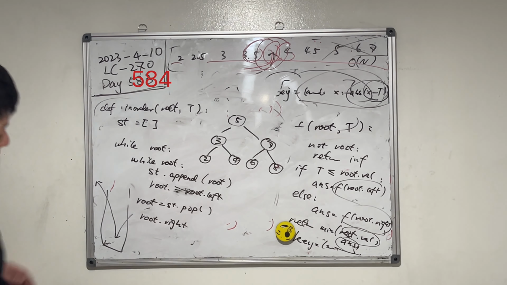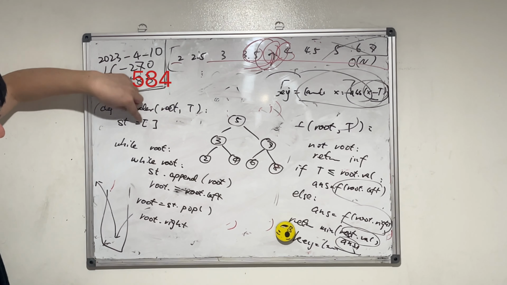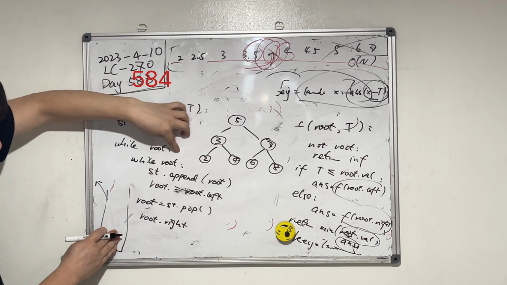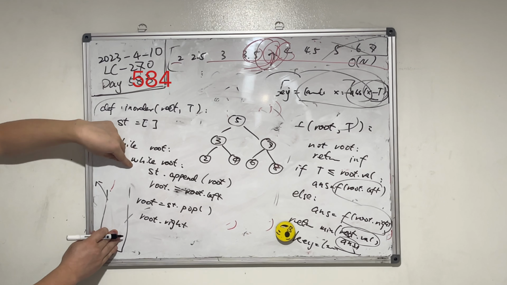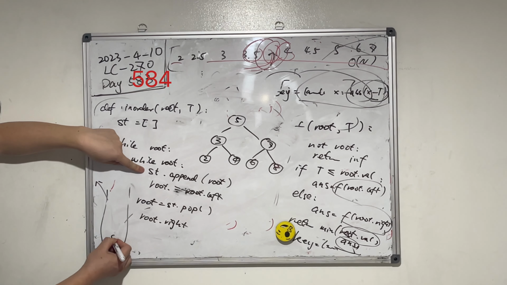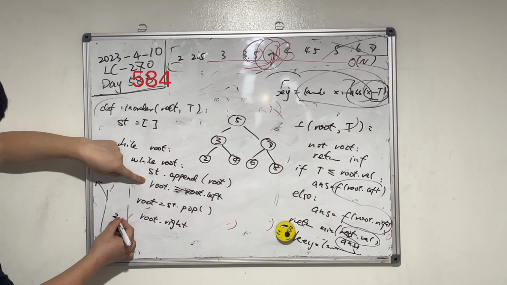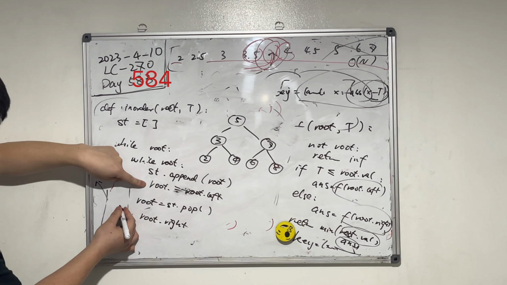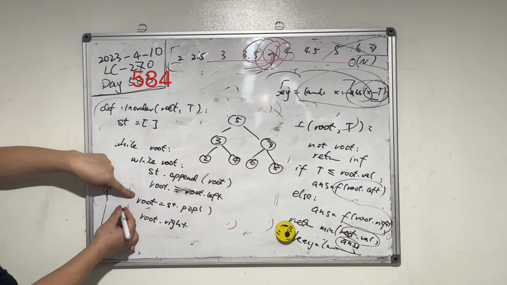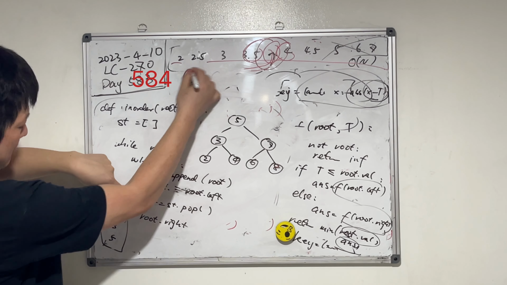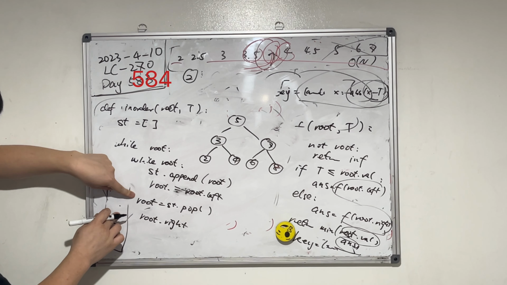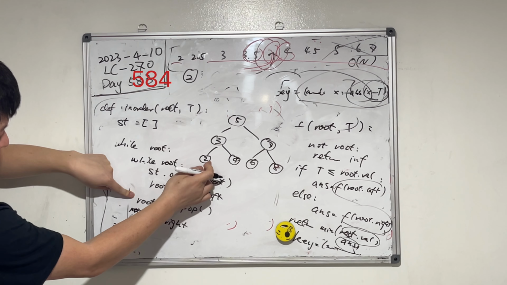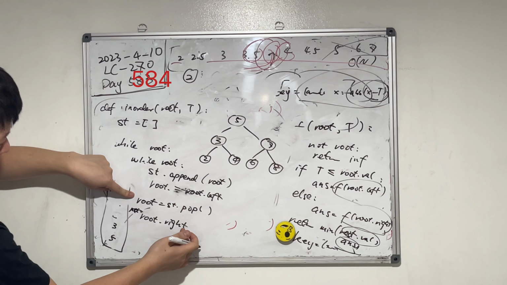Okay, let's use this example. At the beginning, the stack is empty. While I haven't reached the leaf node, I put the root in, which is 5. I go to the left, which is 3, then to the left, which is 2. Then I go to the left and it's nothing, so I go out. Now stack.pop gives 2, and I take it out. Then root equals root.right. Can I go to the right tree of 2? No, it's nothing.